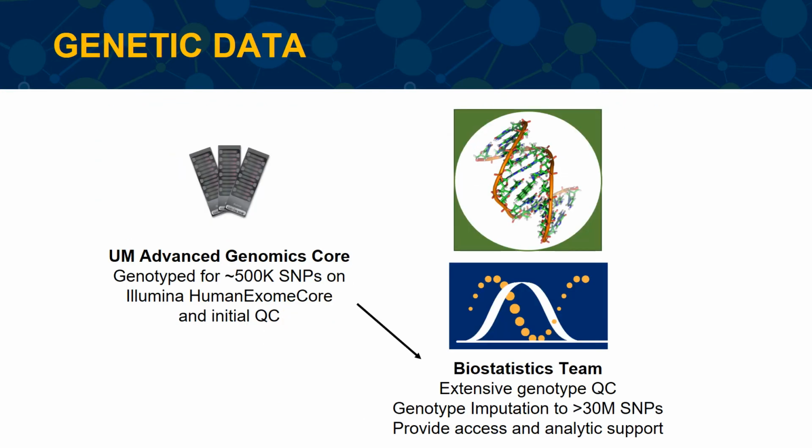Consented patients' DNA is genotyped for over 500,000 variants. Our colleagues at the School of Public Health are able to impute even further and generate high-quality data containing over 30 million variants.